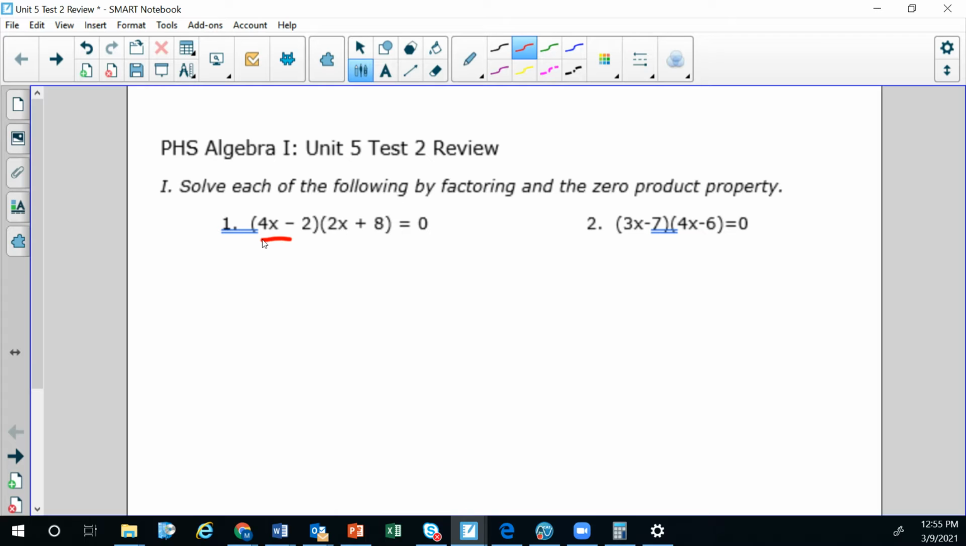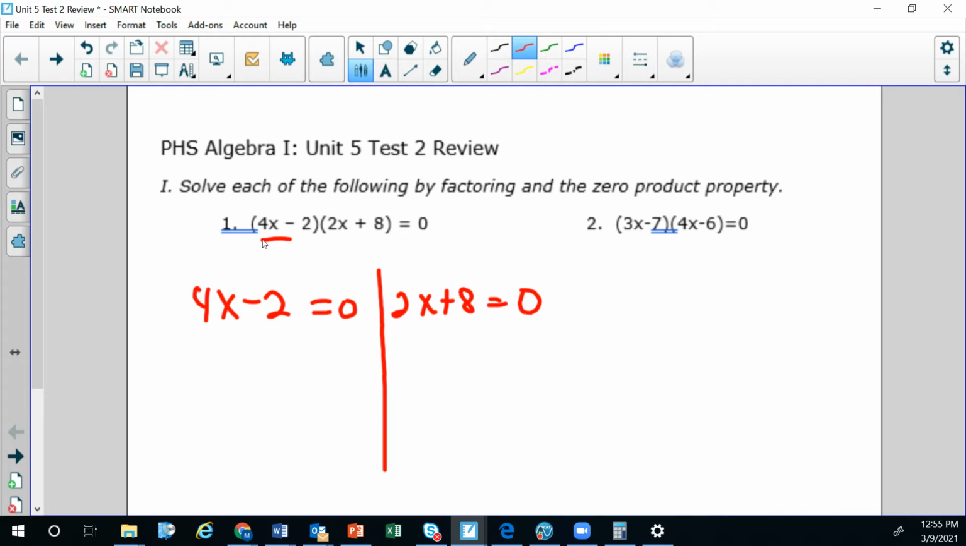So this is my first factor. So I'm going to get 4x minus 2. I'm going to set it equal to 0. My second factor is 2x plus 8, and that is equal to 0. Now I need to find the value of x. What is x equal to?